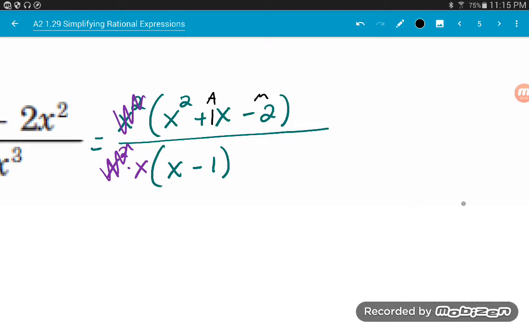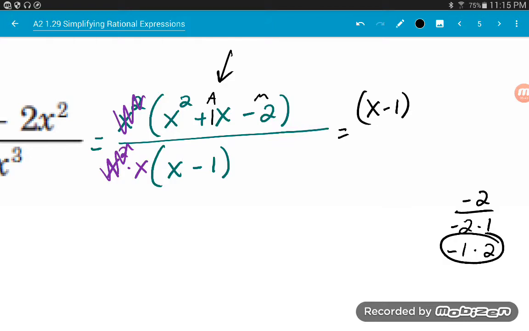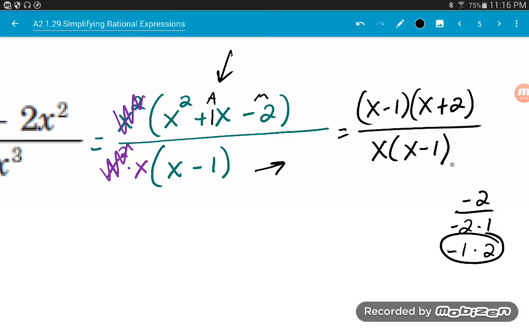Let me take that to the sidebar. -2 would be either -2 times 1 or -1 times 2. If they have to add to a +1, it's going to have to be these guys. 2 plus -1 would be +1. So I can rewrite the top as (x minus 1)(x plus 2). Just bring the denominator over. X minus 1. And then what's the same on the top and the bottom?